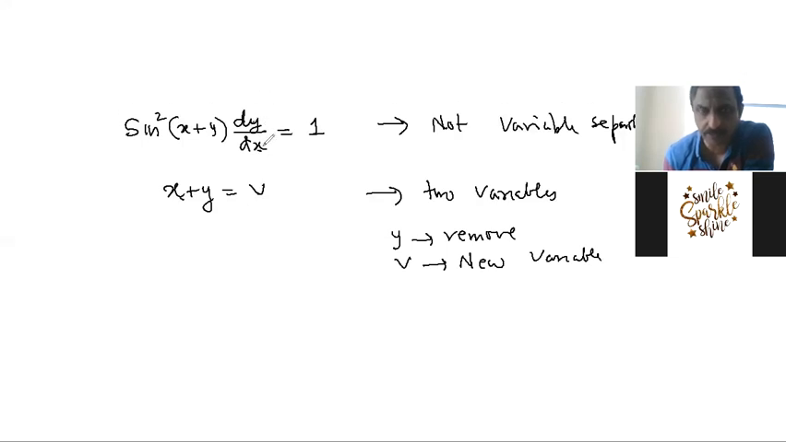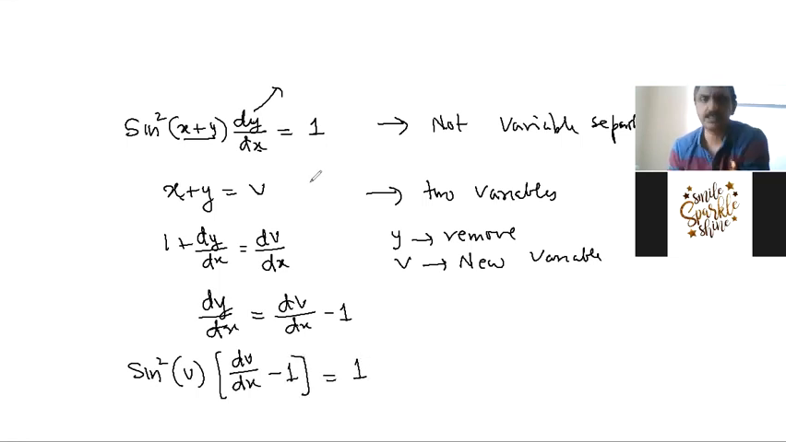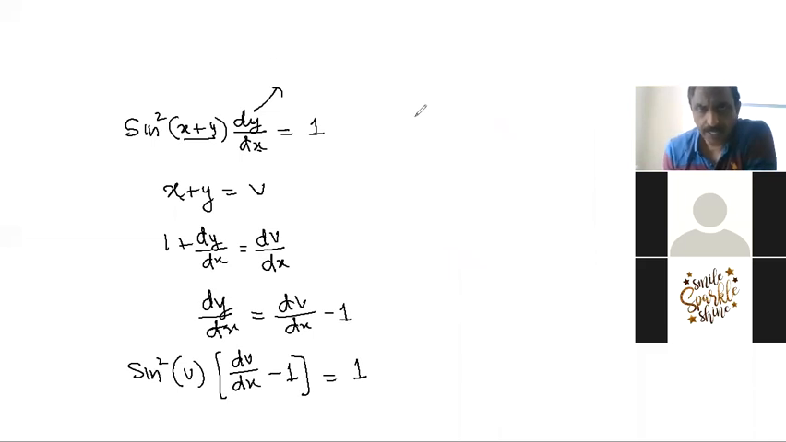In dy/dx, y is the dependent variable and x is the independent variable. If I want to remove y, wherever y is there, all y should go away. To get a replacement for dy/dx, I differentiate the substitution with respect to x, because x I'm going to keep and only y I'm going to remove. So wherever dy/dx is there, I will have dv/dx minus 1. Now this equation becomes sin²v (dv/dx − 1) = 1. Do you agree? So dv/dx − 1 is 1/sin²v.